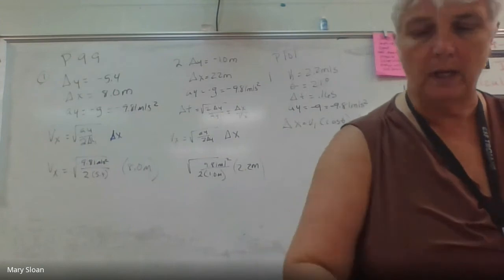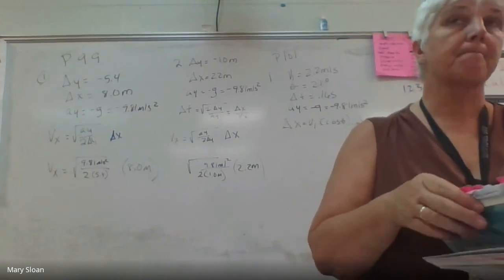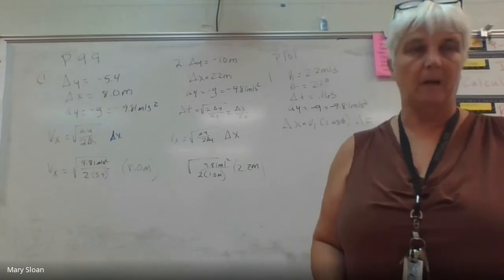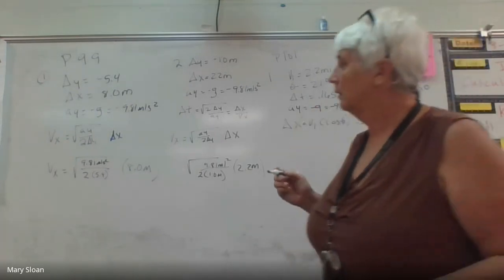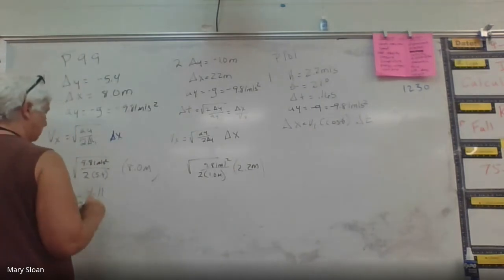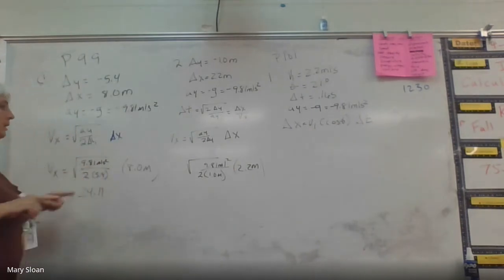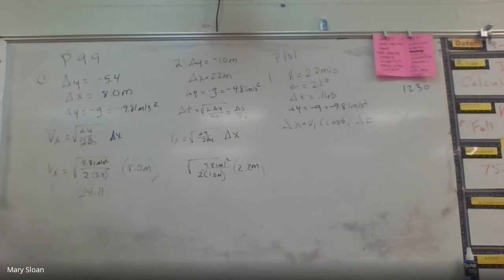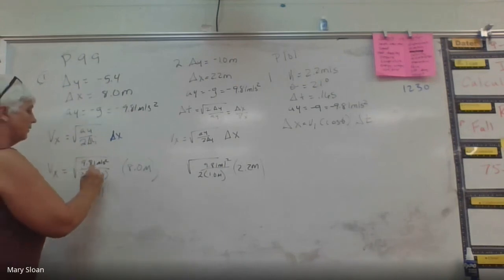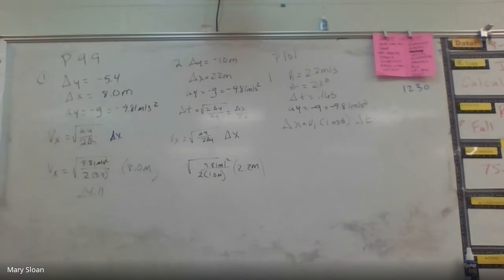All right, so what did we get? You got point what? 24.11. Yeah, but the change in y is supposed to be negative. Yeah, it is supposed to be negative, but I'm not going to put it in. I'll make sure that I understand. I got you. That's the whole point.